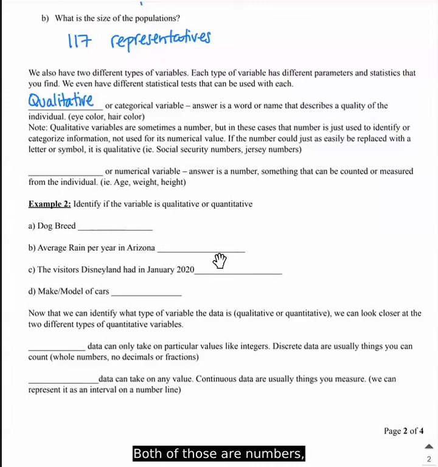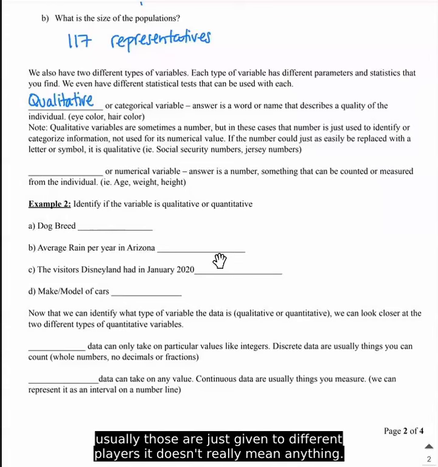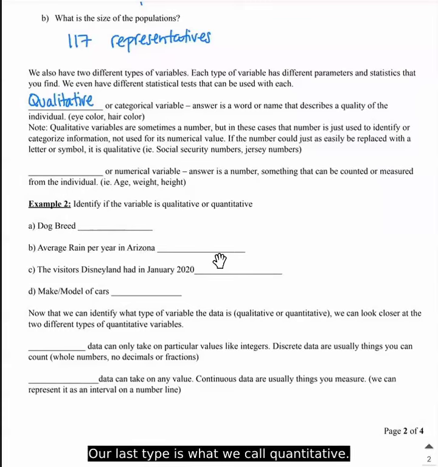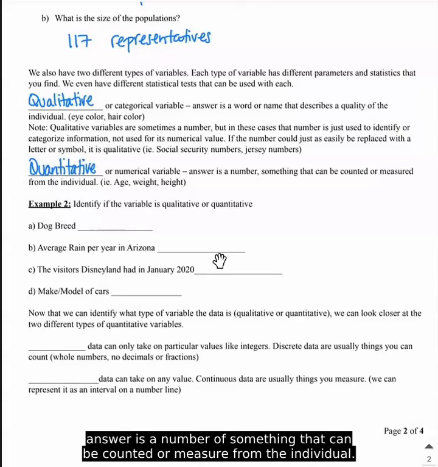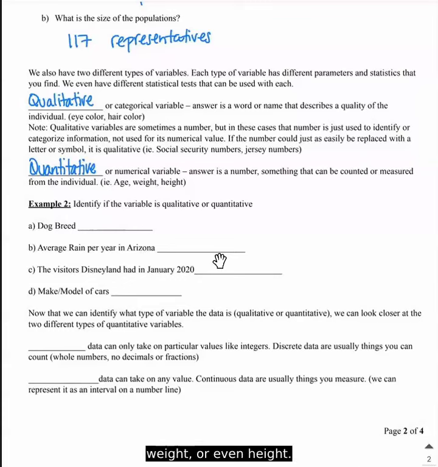Both of those are numbers, but a social security number is just a number, right? It doesn't really represent a true numerical idea. And even the jersey number, usually those are just given to different players. It doesn't really mean anything. So our last type is what we call quantitative. Quantitative, or a numerical variable, is an answer that is a number, something that can be counted or measured from the individual. So this could be age, weight, or even height.